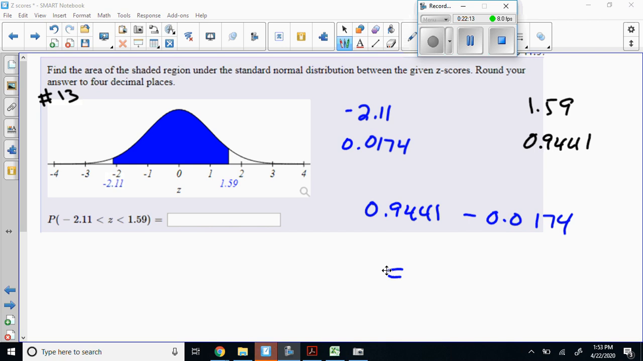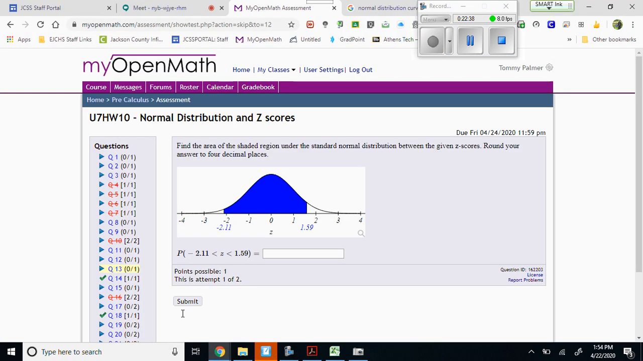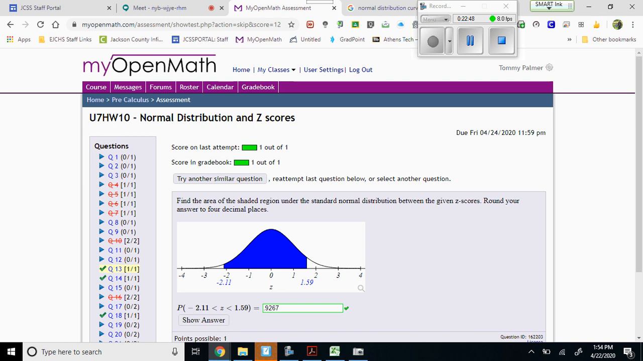0.9441 minus 0.0174. And I got 0.9267. So it should be that. So let's go see. 9267. Voila. There you go.